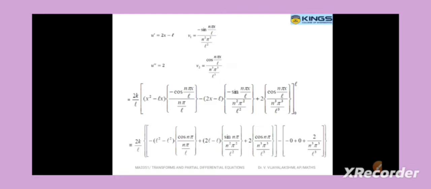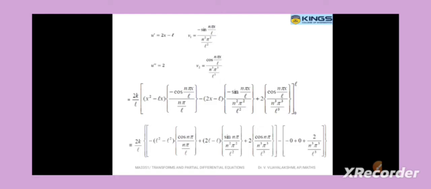So you have to replace the value of x by L here. Minus, here I am writing the symbol minus at the front. So minus of L square minus L square cos n pi. You have to replace the value x by L. When you are replacing x by L, L cancelled. So cos n pi by L. Then here we have two minus symbols, so it becomes plus. So plus 2L minus L sine n pi. When you replace x by L, L will be cancelled. So sine n pi by n square pi square by L square, plus 2 cos n pi by n cube pi cube by L cube. This is the upper limit part.